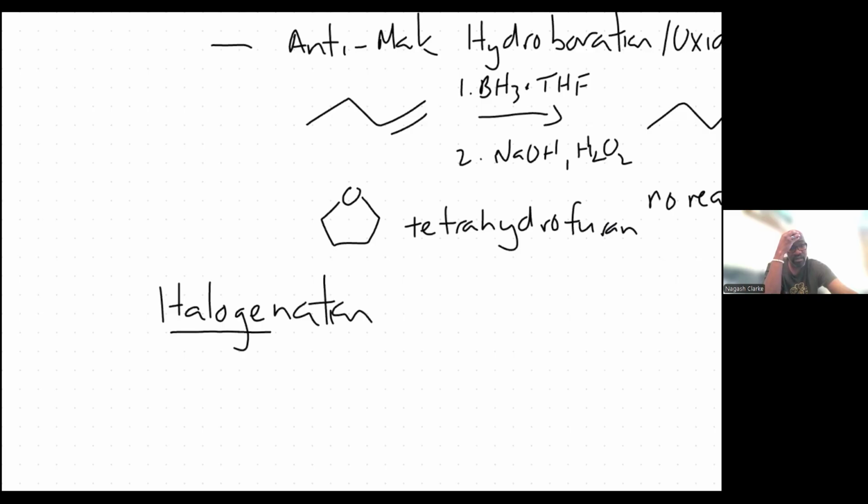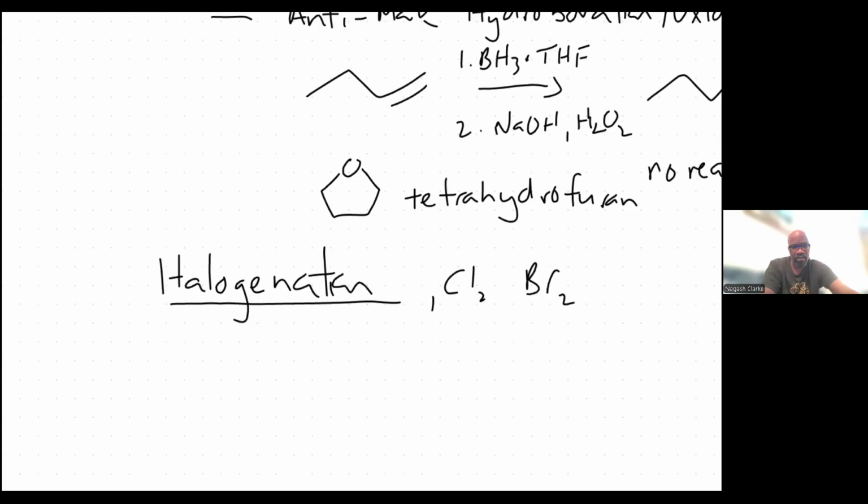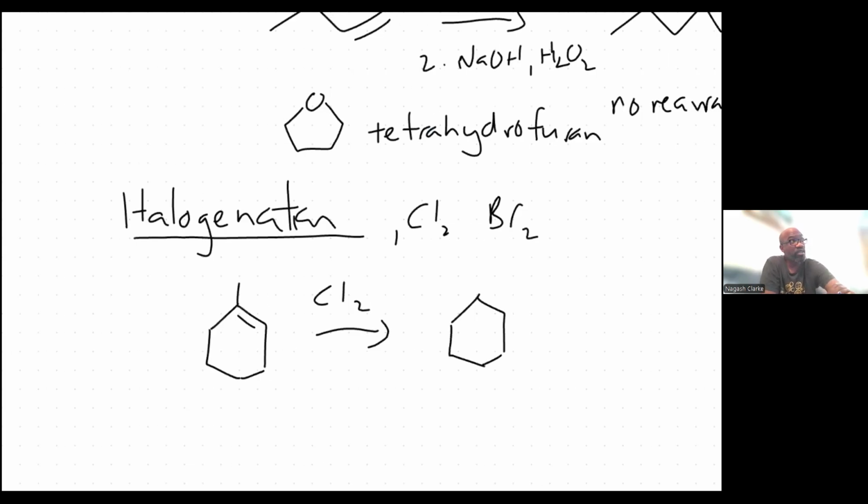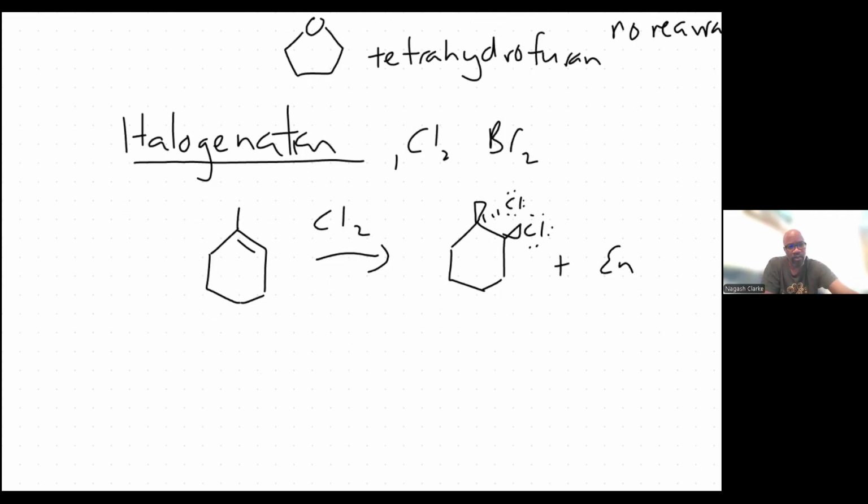So halogenation, Cl2, Br2. I'm going to use a ring this time to make a point. If I use Cl2, I've covered the mechanism for halogenation already in another video. I just wanted to go through reagents and reactions and any kind of stereochemistry and regiochemistry in this video. So in halogenation, notice that the chlorines are trans to each other, and we can get enantiomers as well. And the same thing would happen with bromine.